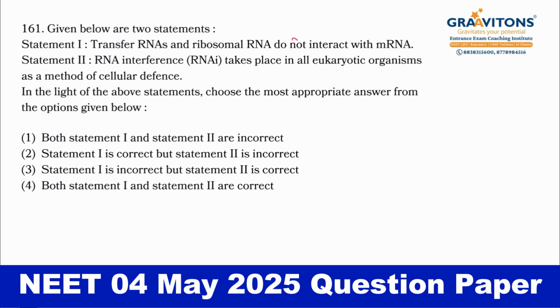No, they do interact, because all these three types of RNA play a crucial role in the process of translation. Next, RNA interference takes place in all eukaryotic organisms as a method of cellular defense. This statement is correct. So the first statement is incorrect and the second statement is correct. The answer for this question is option 3.